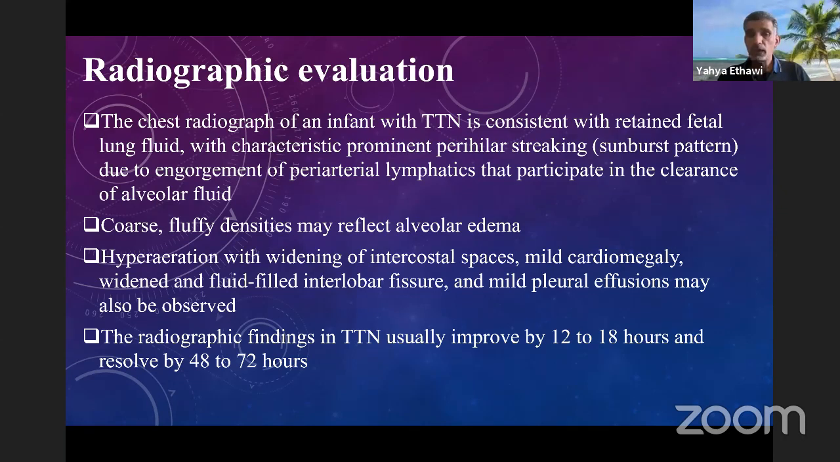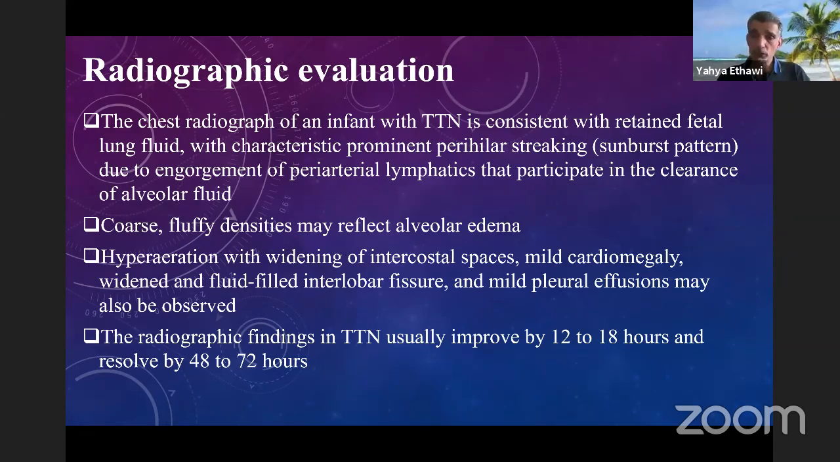You can see hyperaeration and widening of intercostal space, and that's because of trapping. You may see mild cardiomegaly because of collapse of the lung. So you can see the wide mediastinum, and also wide-filled interlobar fissures. You might see sometimes mild pleural effusion, but there is no pathognomonic finding on the X-ray to tell you this is TTN.